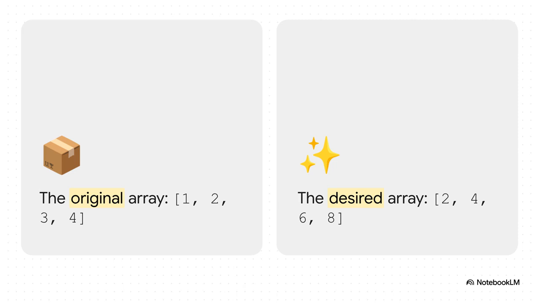Okay, let's just jump right in with a classic example. Imagine you have this array on the left, 1, 2, 3, 4. And your goal, your mission, is to turn it into the array on the right, 2, 4, 6, 8. Every single number has been doubled. So how do you pull that off? What's the best way to transform an entire array item by item?